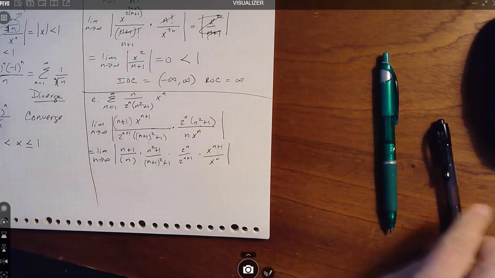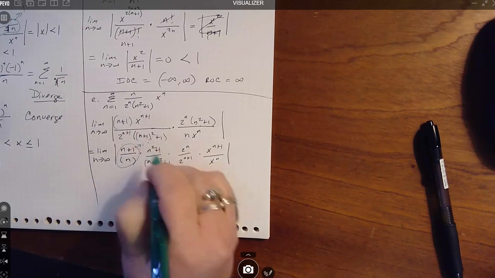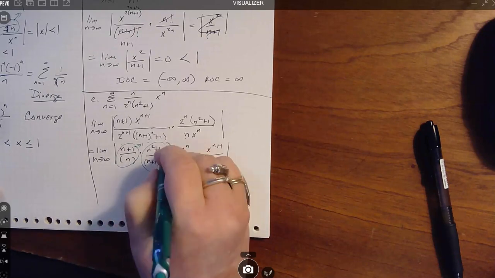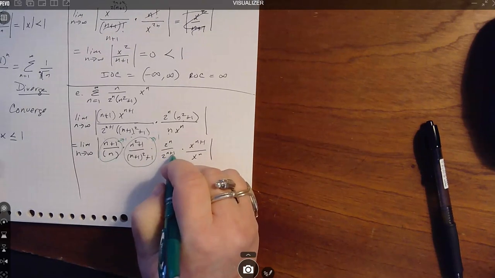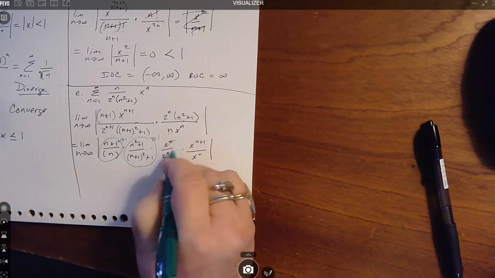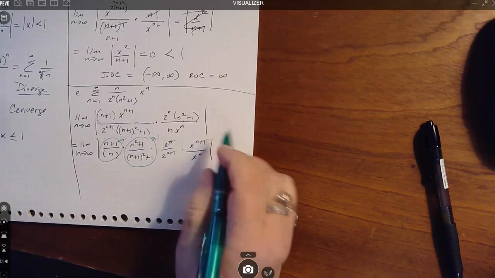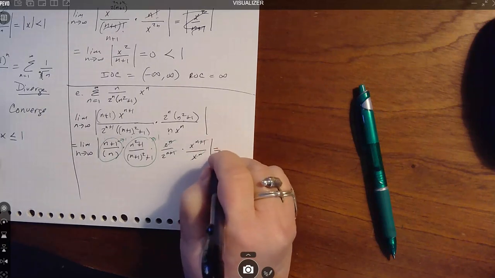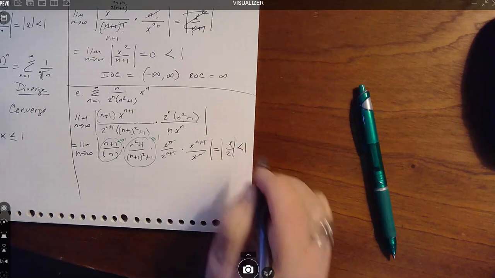So what's happening here? (n plus 1) over n goes to 1. (n squared plus 1) over (n plus 1) quantity squared goes to 1. 2 to the n over 2 to the n plus 1, the n's cancel and I'm left with a 2 on the bottom. The x's cancel, I'm left with an x on the top. So what survives? We have x over 2, and that must be less than 1.